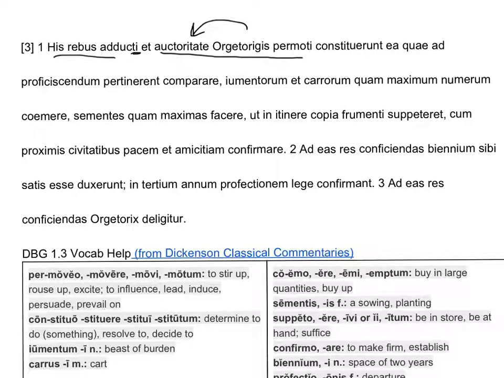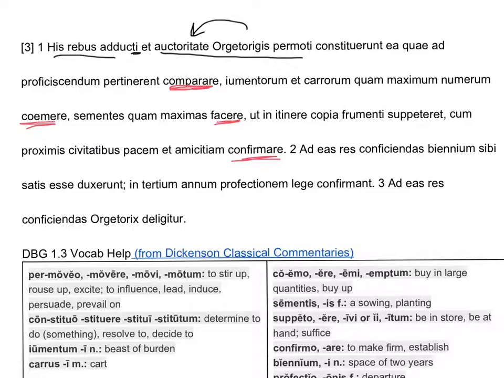Number one, because Caesar uses it all the time, and number two, because it usually takes a complementary infinitive. Think about it. You decide, and that implies you decide to do something, to think, to sleep, to run, to something. So let's see. Where is the infinitive that is dependent upon constituerant? Actually, there are four of them. They decided to do this, and this, and this, and this. So the Helvetians decided to do four things.